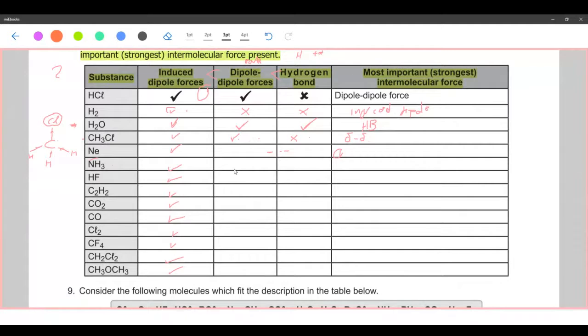All right, the next one, NH3, another familiar favorite. Hannah? So I say yes and yes. And the strongest? Strongest is hydrogen bond. Correct. The next one, Hassan, have you done HF?